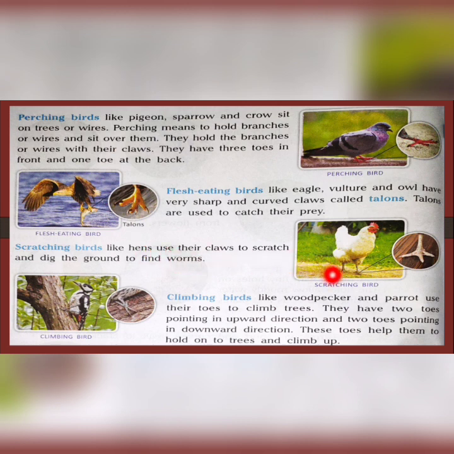Scratching birds like hens use their claws to scratch and dig the ground to find worms so that they can eat, right? And climbing birds, what? They use their toes to climb trees, as for example woodpecker, parrot. They have 2 toes pointing in an upward direction and 2 pointing in a downward direction. And these toes help them to hold onto trees and climb up.